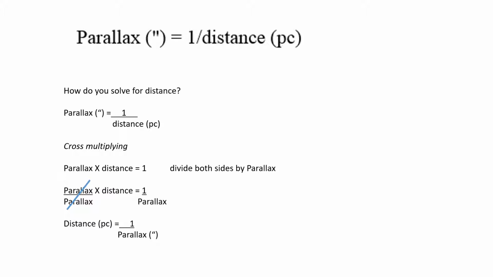If we cross-multiply, then we see that parallax is going to cross-multiply with distance, and the 1 is going to cross-multiply with nothing, with another 1 if you want. So cross-multiplying, we get parallax times distance equals 1. So now we want to solve for distance. Now to solve for distance, we have to divide both sides by the parallax. So if we do that, note that the parallax cancels on the left-hand side, leaving us with distance in parsec is 1 over parallax in seconds of arc. Like I said before, you can just flip the two variables.